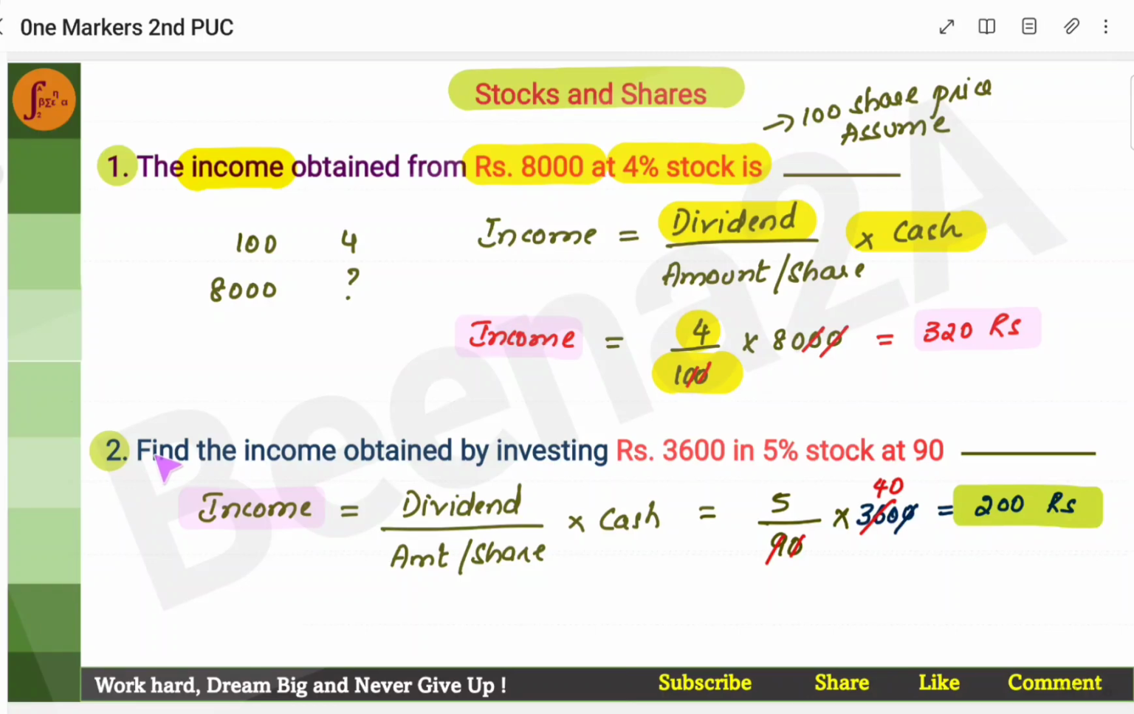Now let's go to the second problem. Find the income obtained by investing rupees 3,600 in 5% stock at 90. Similar problem. What is the dividend here? Observe what is given in percentage: 5%. So 5 is the dividend. And what is 90? This is the share price, so amount per share is 90. And what is the cash invested? 3,600. So 200 rupees is the income that he obtains from this particular investment.